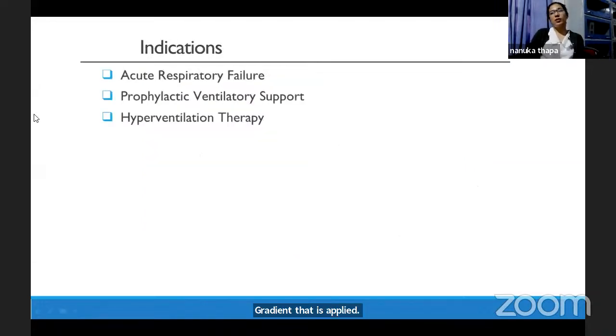Now, if we see the indications of mechanical ventilation, we can broadly categorize them into the following headings. Acute respiratory failure. Second is prophylactic ventilatory support, where we expect that the patient will not improve and the condition is going to worsen in the future. So we prophylactically put them on ventilatory support. Then hyperventilation therapy is also used as an indication, such as in cases of head injury. Here we put the patient on mechanical ventilation to normalize their carbon dioxide and oxygen pressures.